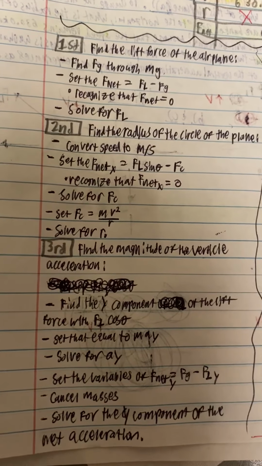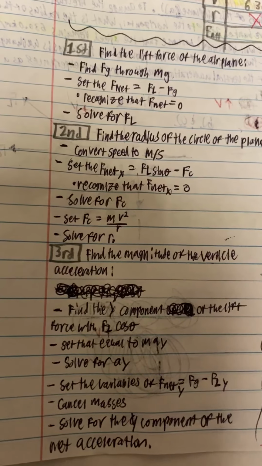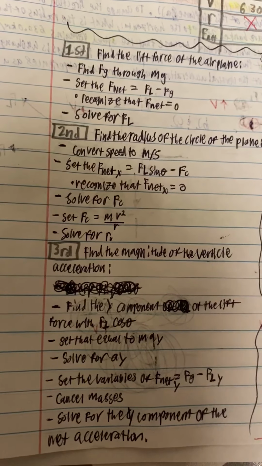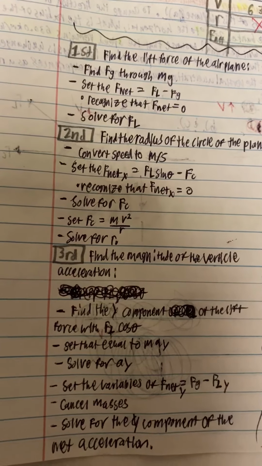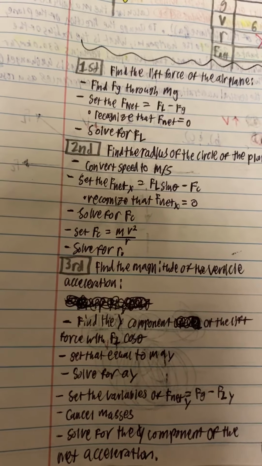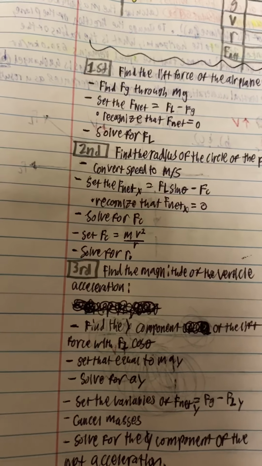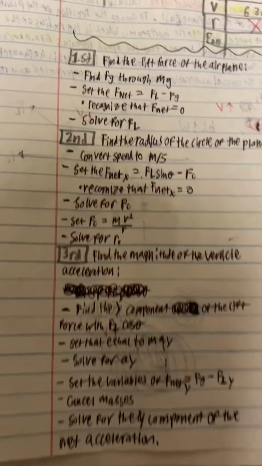So what is a defined as in this case? Since it is centripetal acceleration, meaning it's in a circular motion, we need to define that a is equal to v squared over r. So plug that in, and then we get Fc being equal to mass times velocity squared divided by the radius. Afterwards, we solve for r.